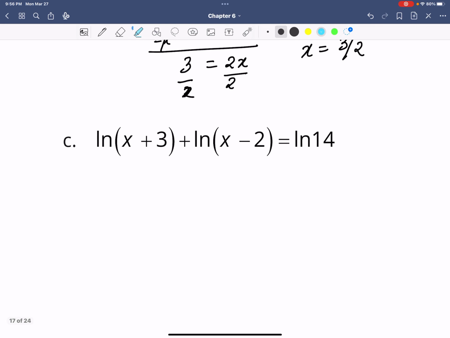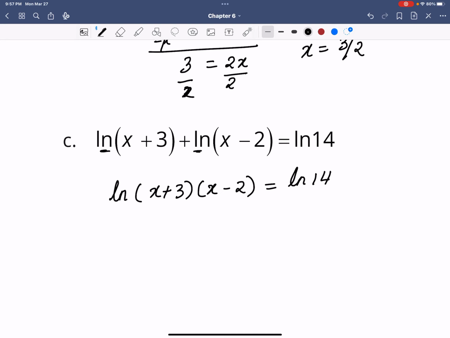All right. Same thing here. I have logs on both sides, but here I have double logs. So what am I going to do? I'm going to combine them. How do I combine? Addition becomes multiplication. And here I have ln 14. So once I see that they have the same ln's, boom, boom, cancel them out. But the condition is I should have single logs on both sides. If they're double logs, go ahead and change them to a single log.